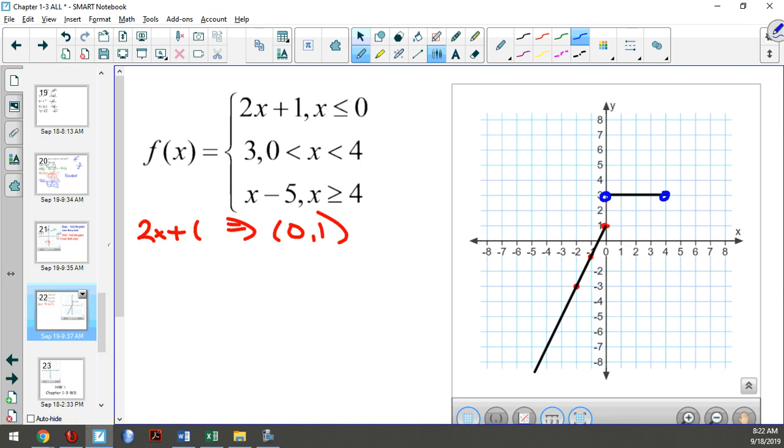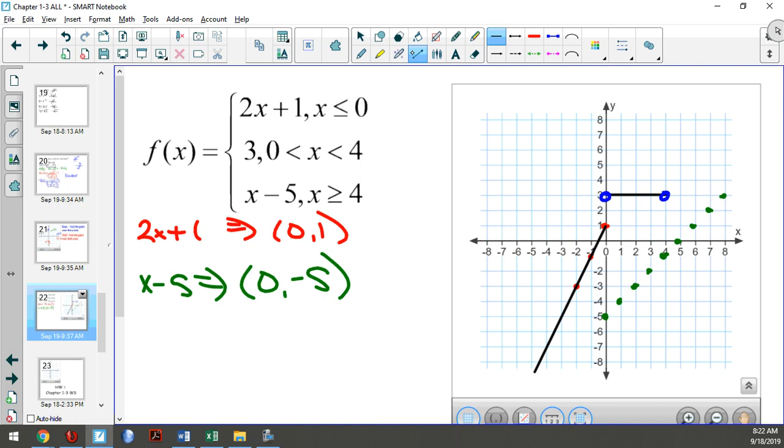You with me? Okay. All right, now, the next one, x minus 5. How do I graph that? X minus 5, what do I start out with? I'm going to start at 0, negative 5. So 0, negative 5 is here, and what's my slope? Up 1 to the right 1, up 1 to the right 1, and I just keep on going. Do we see that? So I have this graph.